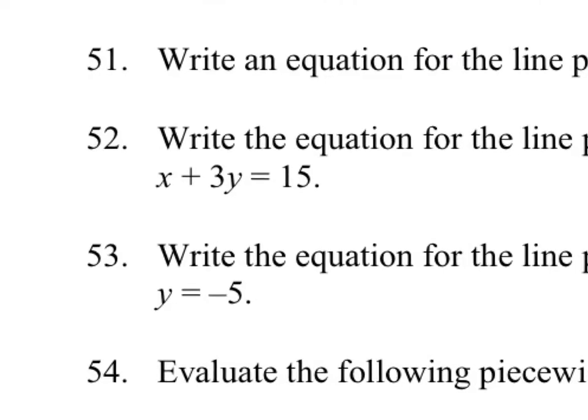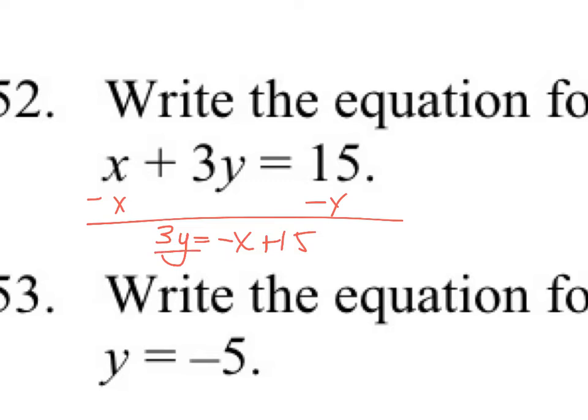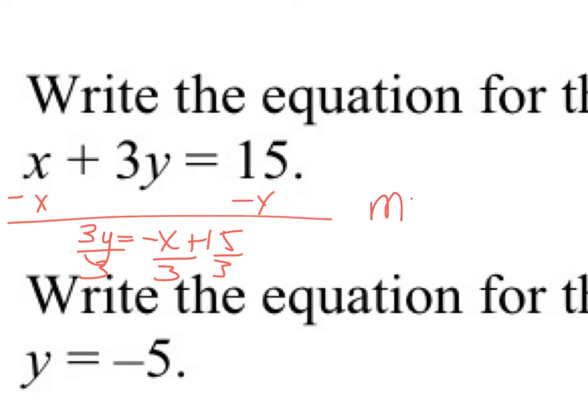So I'm going to find the slope given this equation that they gave me. How do I do that? Good. Subtract x from both sides. So you have 3y equals negative x plus 15. Now what? Divide everything by 3. So what is the slope here?